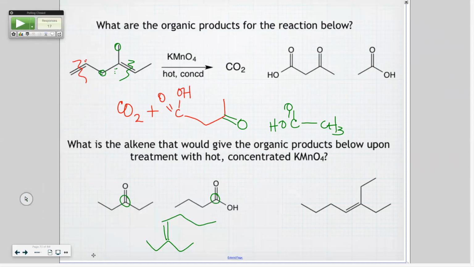Now it looks nice, but you're just sticking them together. Make sure you put a double bond between them. Okay, but you're sticking them together.